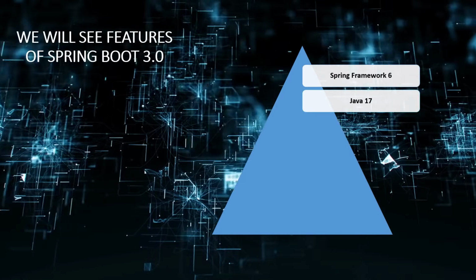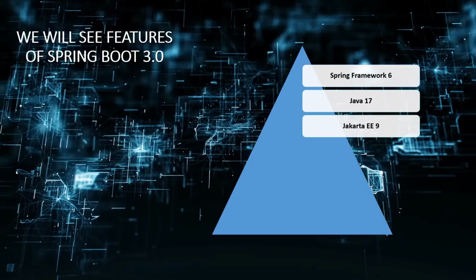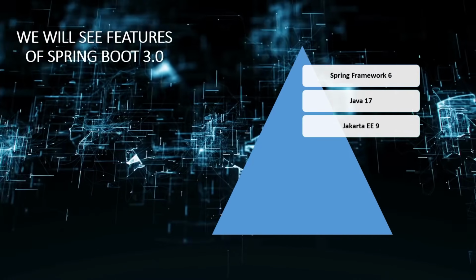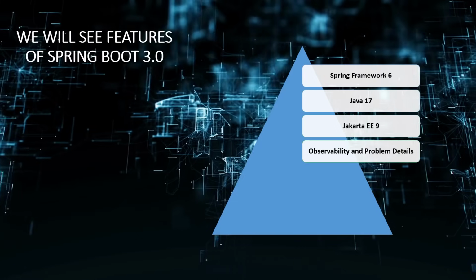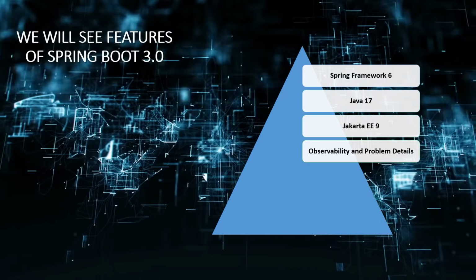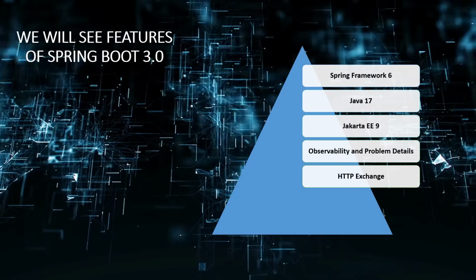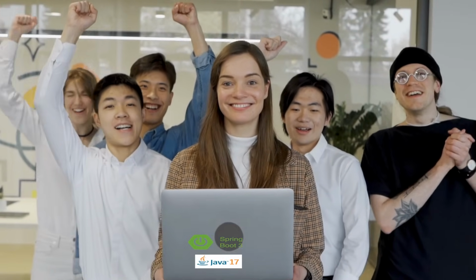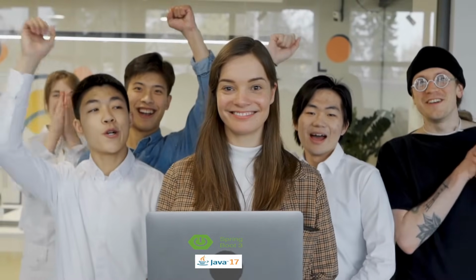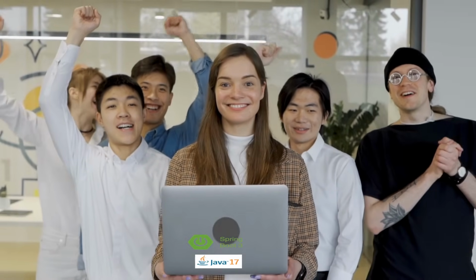Jakarta EE 9 is the minimum version. We can use even higher. And Micrometer for implementing observability and problem details. HTTP exchange to exchange different microservices communication, Spring Native. In this tutorial, we will delve into these features and understand them better. Before we begin, let me provide a brief overview of each feature. Spring Boot 3.0 now supports Java 17 as a baseline, although it previously supported Java 17 as a long-term support version.